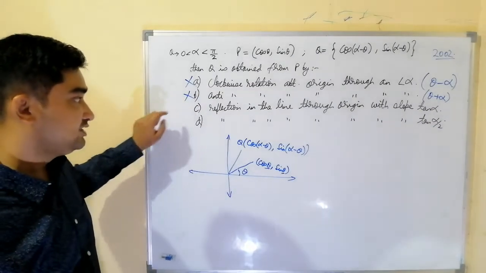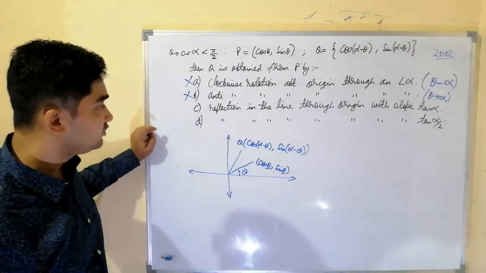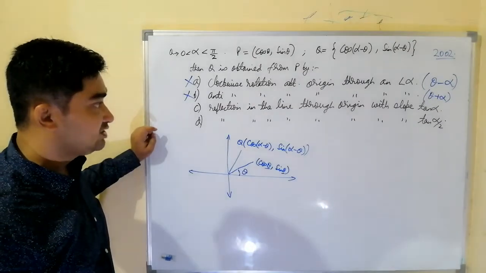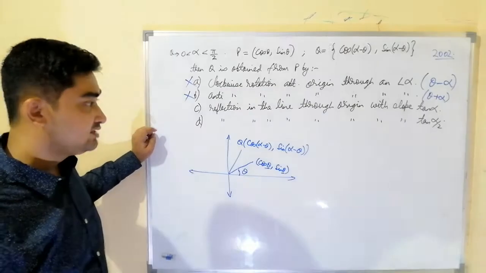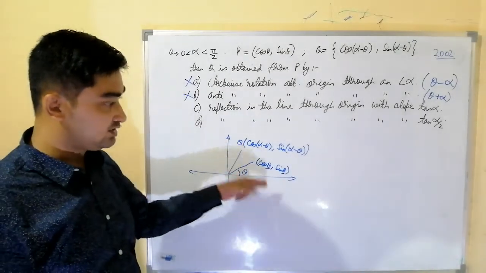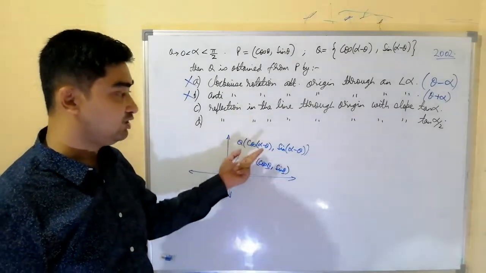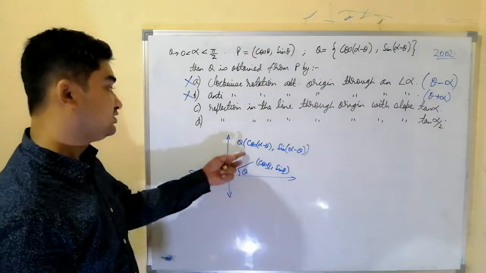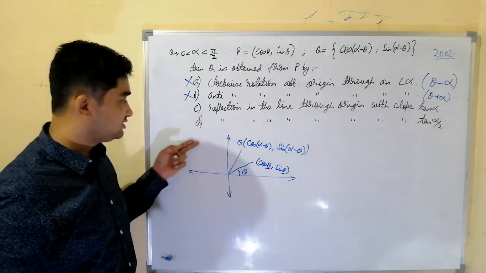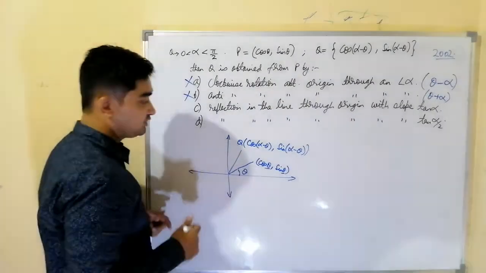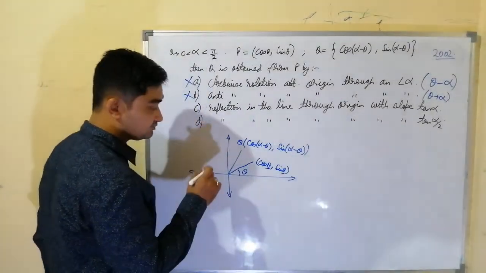Then we have to check whether C is correct or not. What is C? C is reflection in the line through origin with slope tan alpha. So let us assume it is true and we will find out what the reflection is. If it is the same point, then our answer is correct. If it is not the same point, then this is also not correct, and automatically option D is the answer. So like this, one by one we have to eliminate.